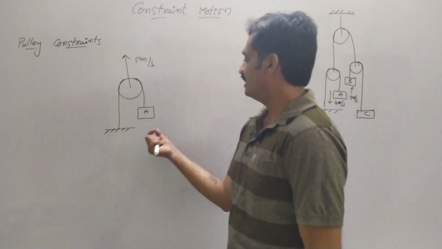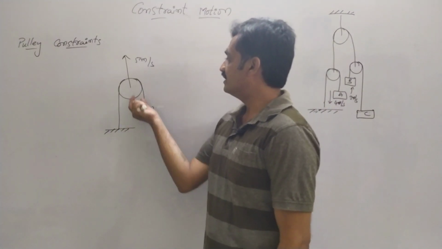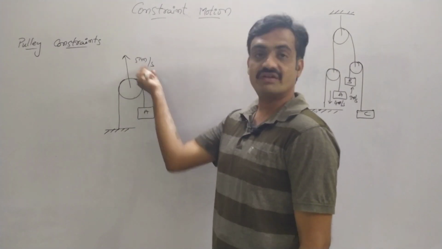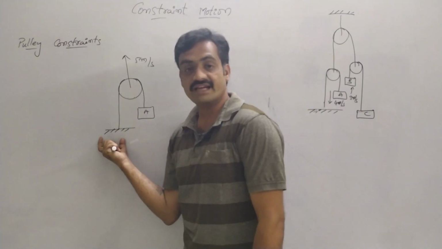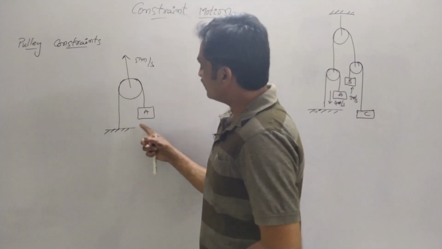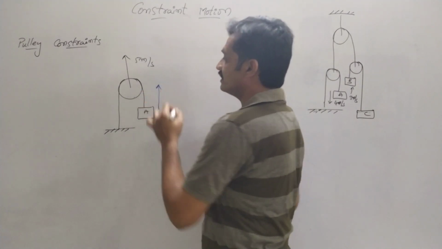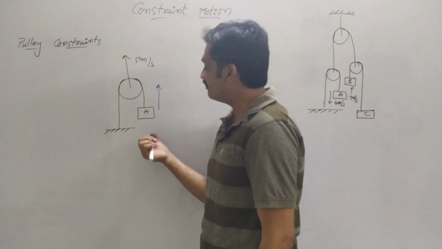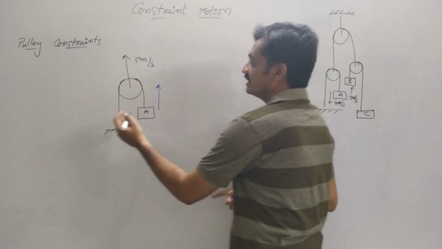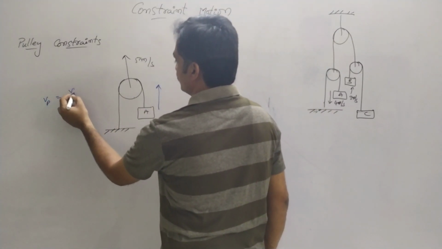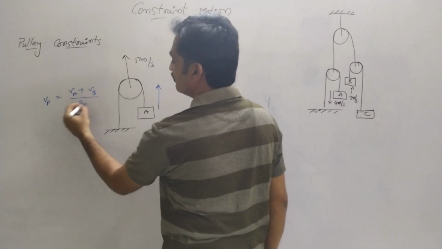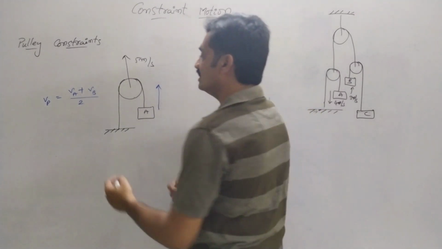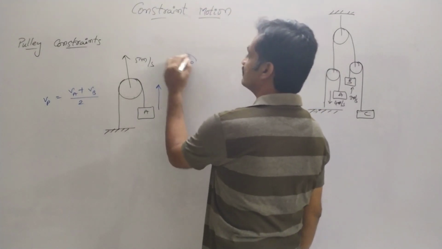Now consider a block A which is placed over a pulley, and observe that the pulley is moving in the upward direction with a velocity of 5 meter per second, and the other end is tied to a rigid support. So observe that this block moves in the upward direction as the pulley moves in the upward direction. Based on that we have to find the velocity of this block A, whereas we know that velocity of the pulley equals velocity of the block A plus velocity of the block B by 2, whereas since we don't have block B, here we consider the velocity of the block B as equal to 0.